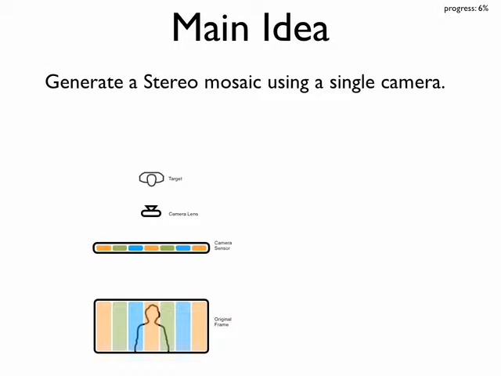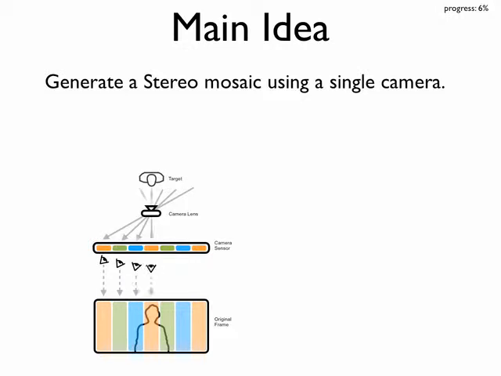We want to generate a stereo mosaic, a mosaic which has at least two different views in order to see it in 3D. For example, if you have stereo glasses, but only using a single camera.